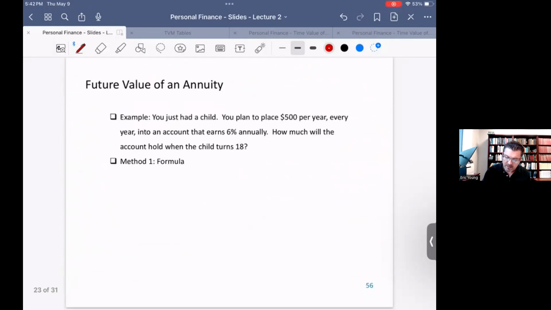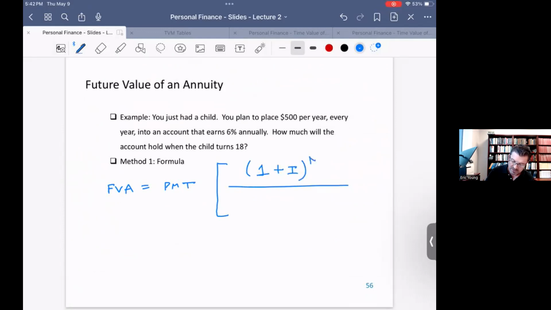Now, with that said, let's get into our 3 methods. The formula, you're not going to want to do, but here it comes. The future value of an annuity is equal to the payment multiplied by, here it comes, 1 plus the interest rate raised to the exponent of time minus 1 divided by the interest rate. So there's your formula. The future value of an annuity is equal to the payment multiplied by 1 plus I raised to the n minus 1, all divided by I.